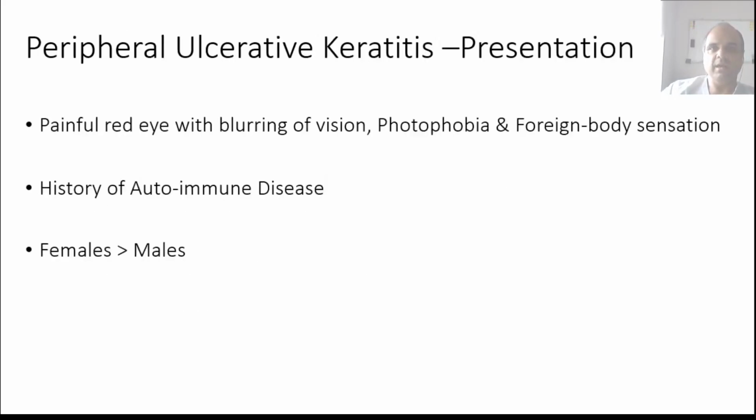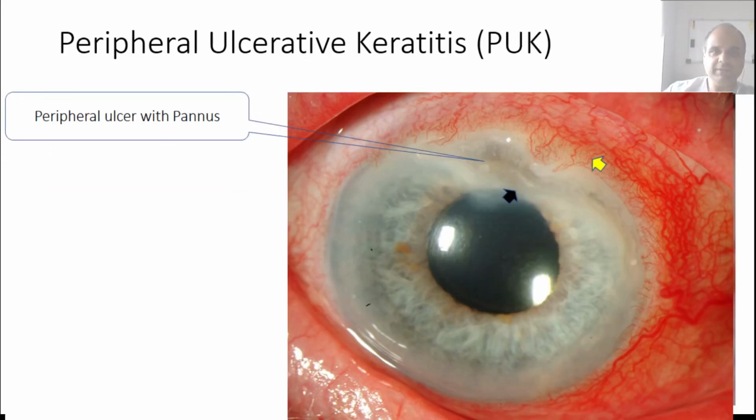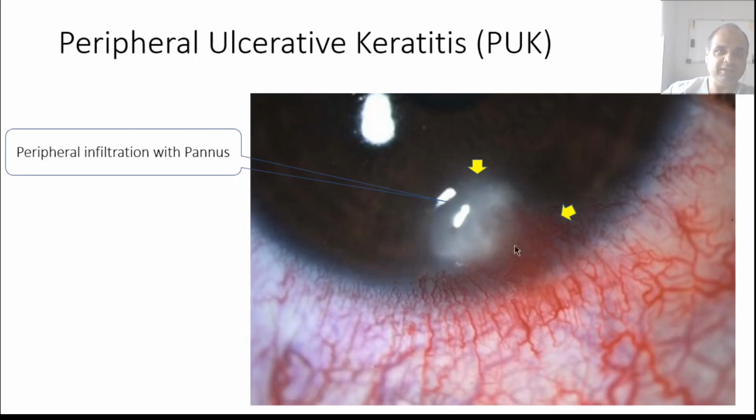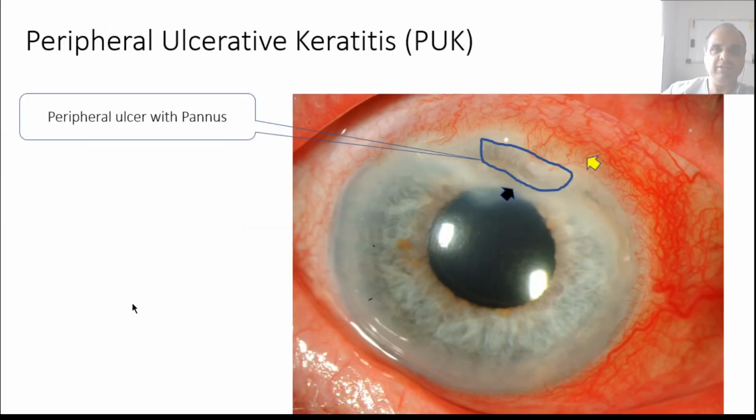So peripheral ulcerative keratitis presents as a red painful eye with a peripheral corneal ulceration, foreign body sensation, and photophobia, with a history of an autoimmune disease, especially rheumatoid arthritis, and usually happens in females. It usually appears like this, keratitis together with some level of inflammatory exudation and new vessel formation or pannus formation. This is the same lesion ulcerating together with the pannus formation. Here the ulcer is not as pronounced as it is here.